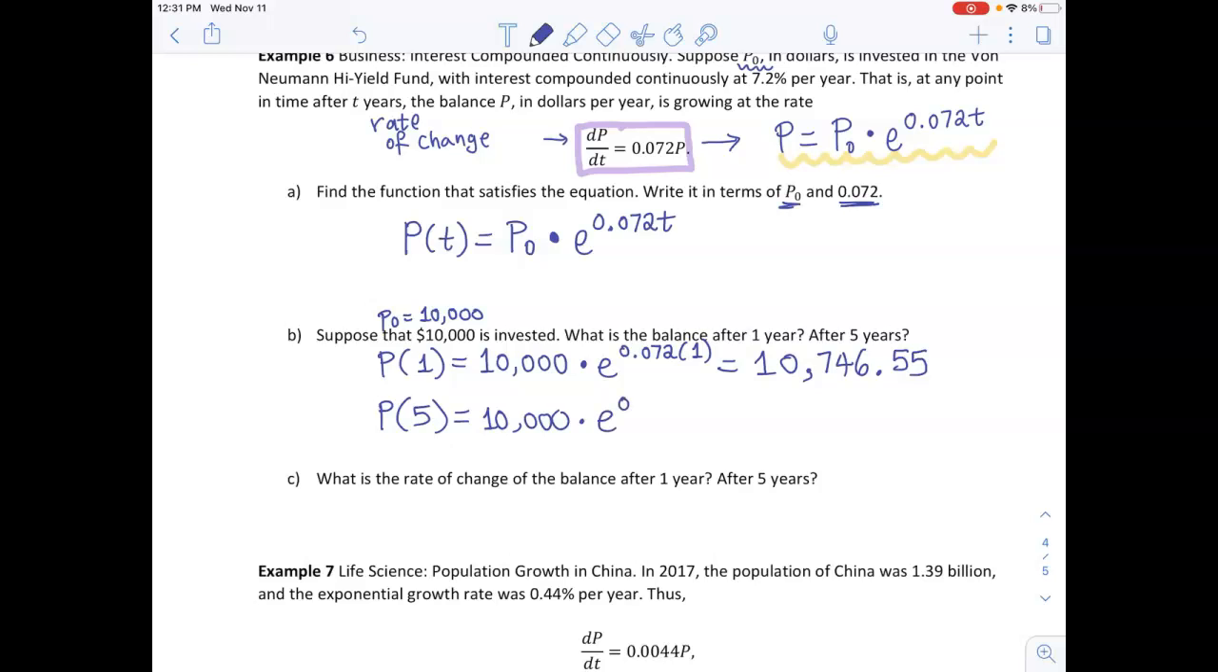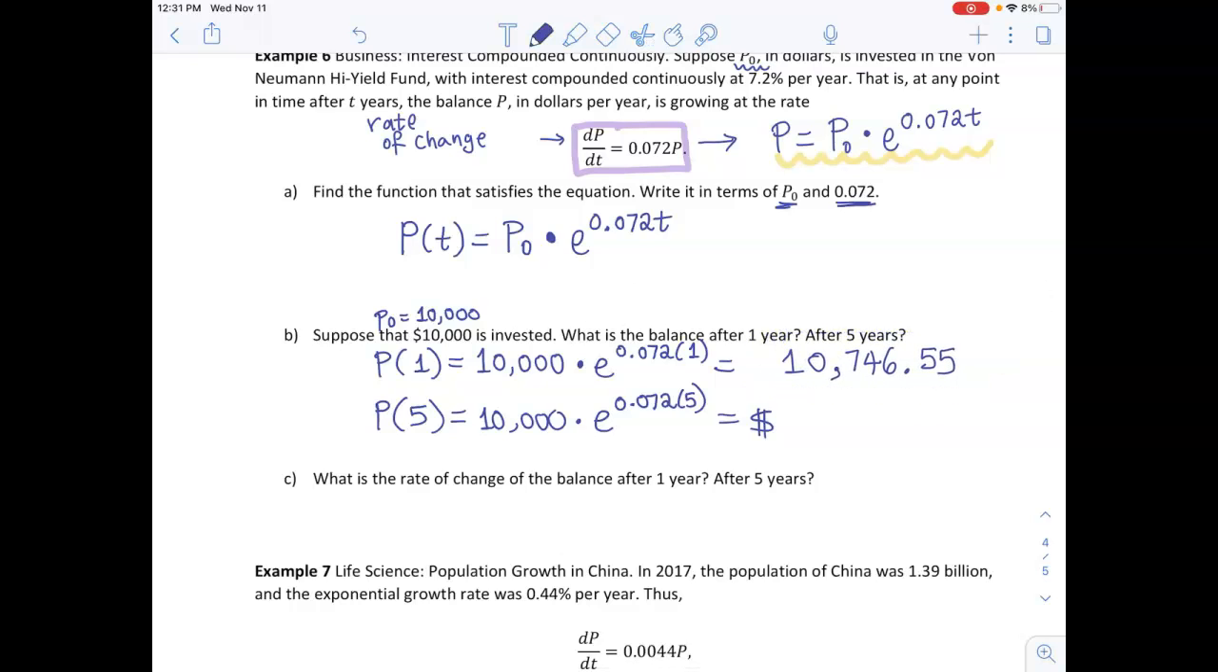10,000 times e raised to the 0.072 times 5. All right, if I type that in, we get the amount of money to be, oh, let me go ahead and draw the dollar sign. We do want to know what the unit is. This one is, wow, it grew a lot. $14,333.29. So here we were using that newfound function that we wrote on part A, and we were able to answer the 2 questions. And they're asking, what is the rate of change of the balance after 1 year or after 5 years?